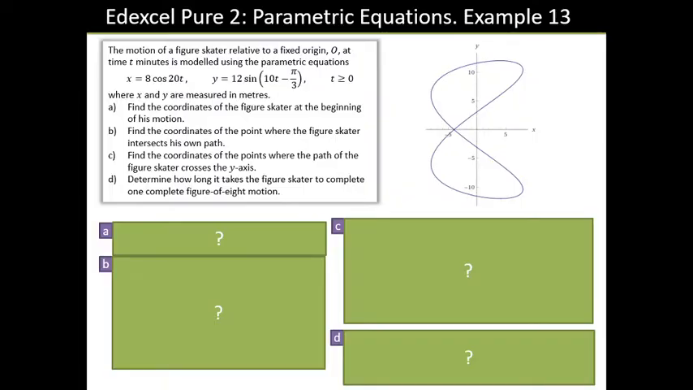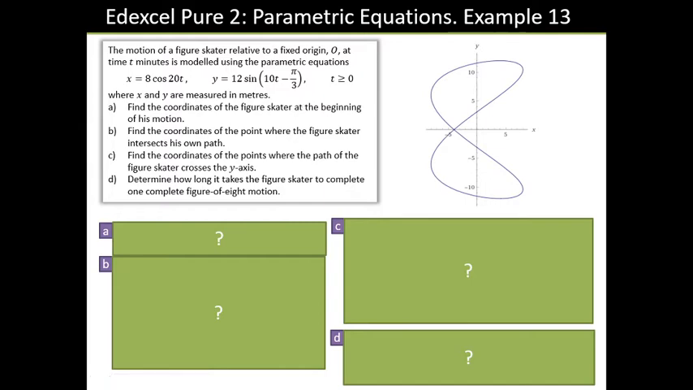Okay, we're going to look at an example from the textbook, example 13a for the applied parametric equations for modelling, and look at this figure skating example. The motion of a figure skater relative to a fixed origin O at time t minutes is modelled using the parametric equations: x equals 8 cos 20t, y equals 12 sin(10t minus pi over 3), t is greater than or equal to 0.